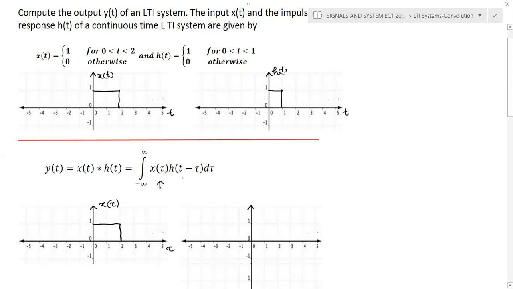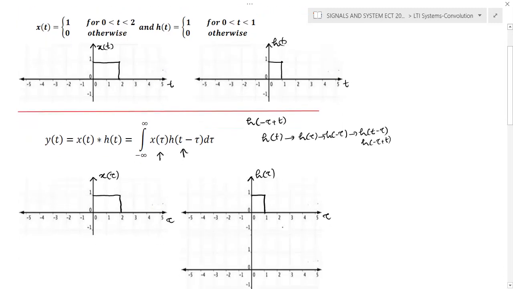Now we require h of t minus tau, and in order to obtain h of t minus tau from h of tau, this is the method. If you rewrite h of t minus tau, it becomes h of minus tau plus t. So from h of t you will get h of tau, and from h of tau you can draw h of minus tau. From h of minus tau you can write h of t minus tau or h of minus tau plus t. Both are the same. So first we will draw h of tau with respect to tau. You will get exactly the same waveform. It's 1 for the duration 0 to 1.